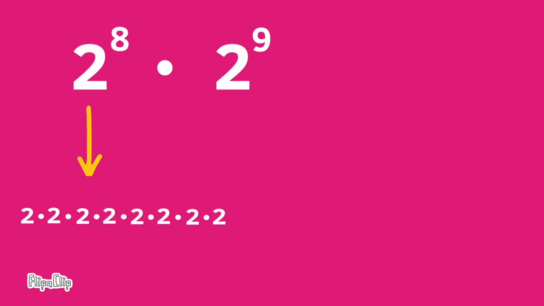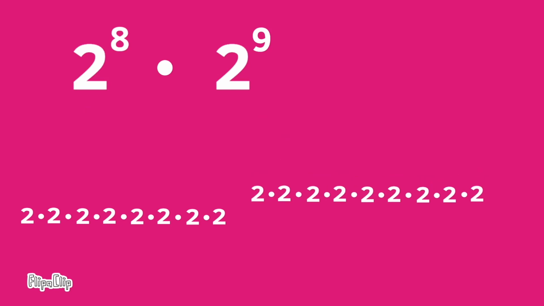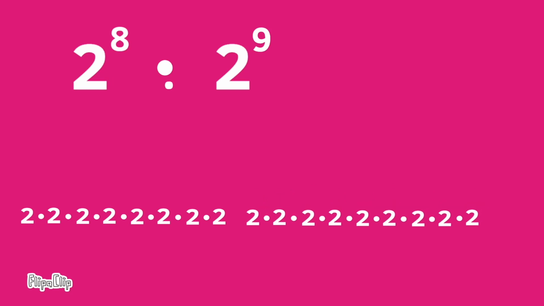We can look at 2 to the power of 8 as 2 times itself 8 different times. And we can look at 2 to the power of 9 as 2 times itself 9 different times. 2 to the power of 8 times 2 to the power of 9 equals 2 to the power of 17.